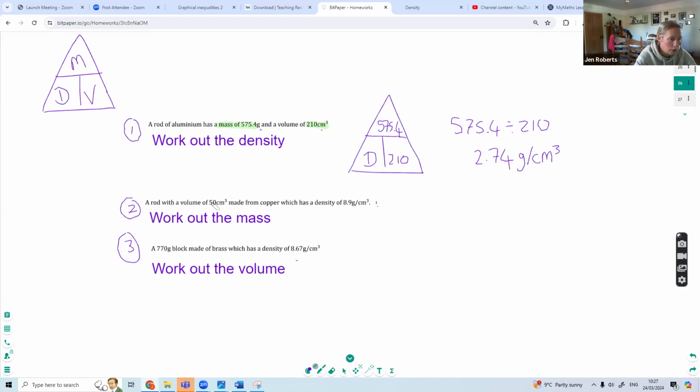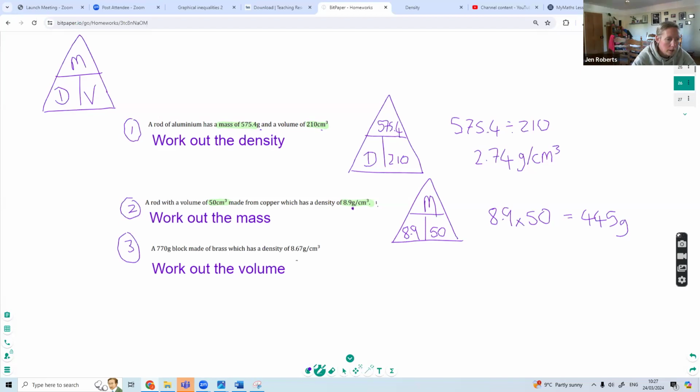A rod with a volume of 50 centimeters cubed, made of copper, has a density of 8.9 grams per centimeter cubed. Work out the mass. We don't know the mass. M goes at the top, I'll leave it as a letter. Density goes here, volume goes here. Now, what do you do when they're next to each other? We times them. 8.9 times 50 is 445, and the units are grams, because the mass part of our density unit is grams.